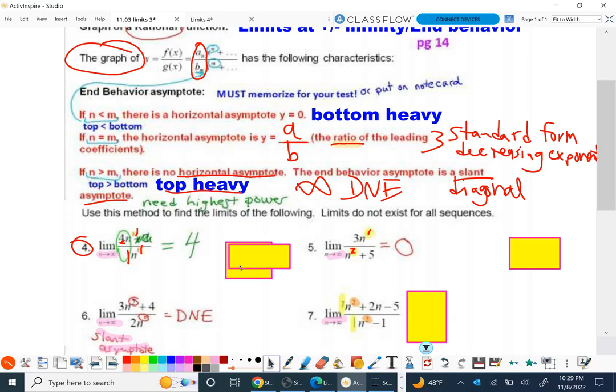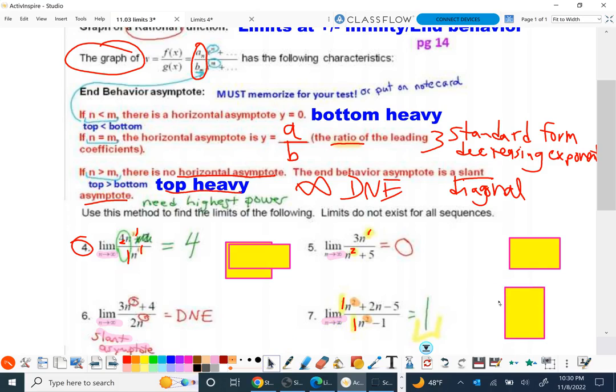Last one, the limit as n approaches infinity. Our first term is n squared in the numerator, n squared in the denominator, those exponents are the same. I don't see a leading coefficient in front of the numerator, so that's 1. I don't see a leading coefficient in the denominator, that's also 1. The ratio of 1 to 1 is 1, so the answer to the limit question is 1.